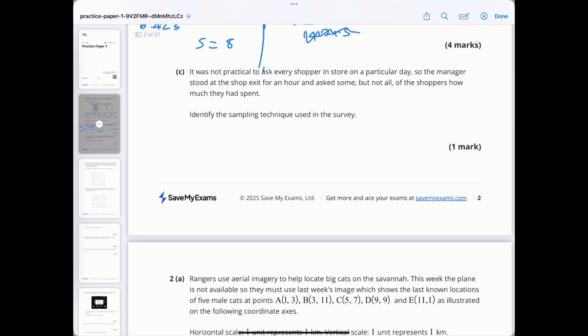It was not practical to ask every shopper in the store on a particular day, so the manager stood at the shop exit for an hour and asked some, but not all, of the shoppers how much they spent. Identify the sampling technique he used.